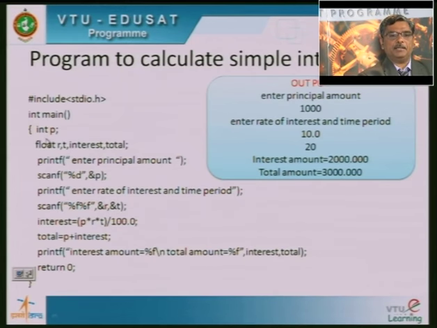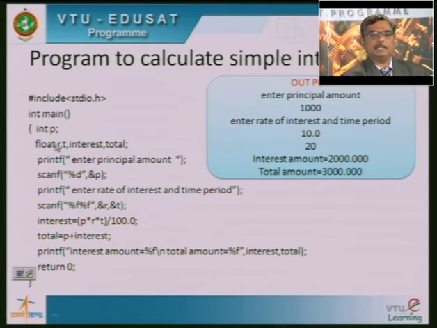Same as before, int p: the principal amount I am taking as an integer value instead of a floating value, whereas the rate of interest, the time period you want to invest, the interest calculation and the total are all variables you have declared of type float. Printf enter the principal amount, scanf ampersand p. Here I use %d because p is of type integer. Now we will enter the value 1000. This is the message you will get in the output. Whenever the user presses 1000, this 1000 is assigned to the variable p.